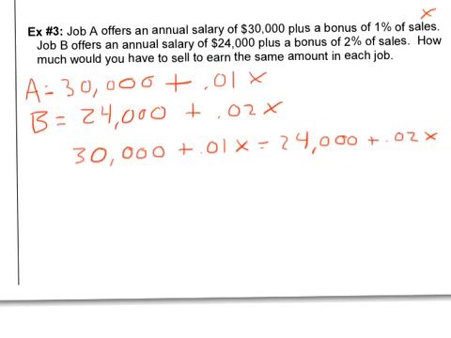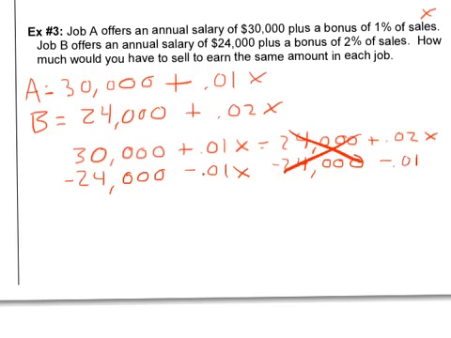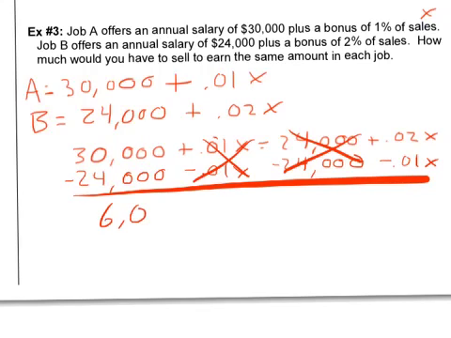All right, looking at this, I have a 30 and a 24. I think 24 is going to be easier to attack, so I'm going to subtract 24,000. Cancels that out. I have a 0.01 and a 0.02. I think the smaller number, again, will be easier to attack, so I'm going to subtract 0.01x from both sides, making these guys cancel out. And 30,000 minus 24,000 is 6,000. And 0.02 minus 0.01 is 0.01. Last step, divide by 0.01 on both sides.